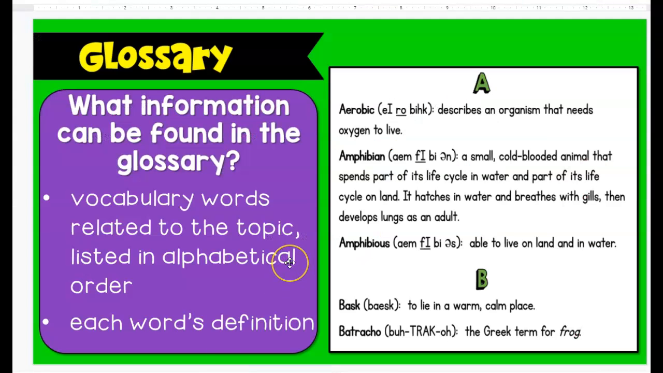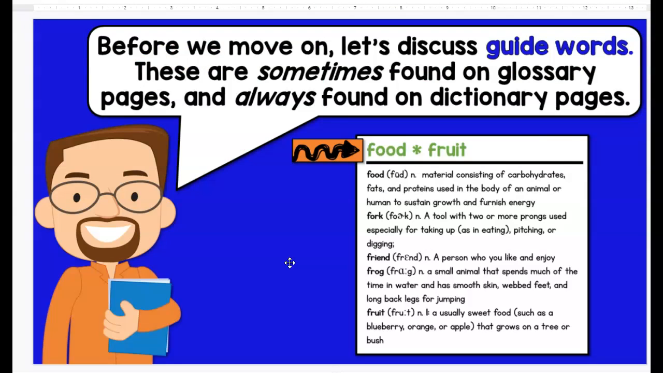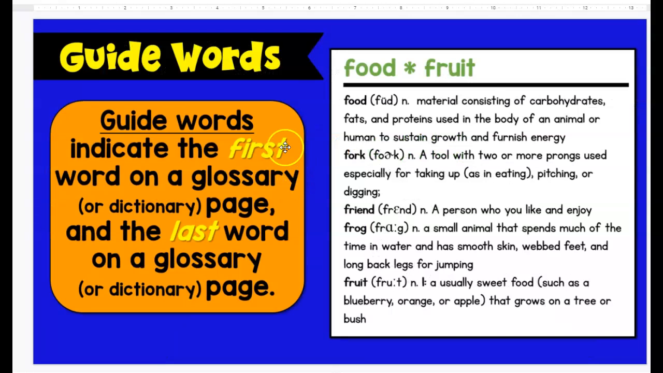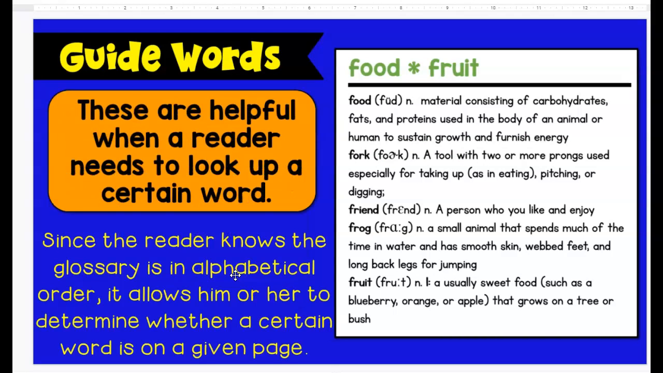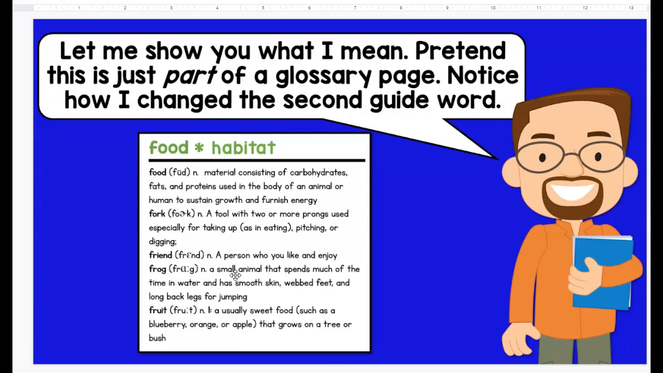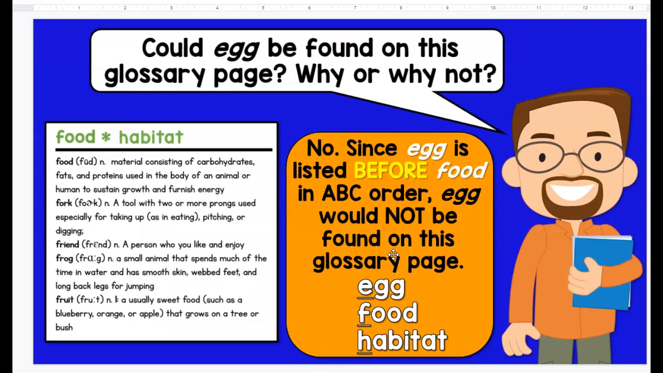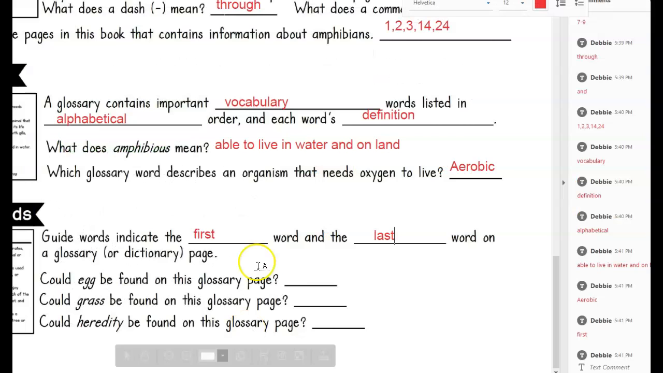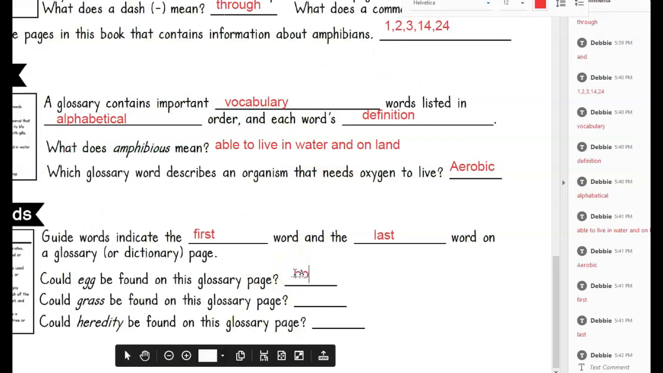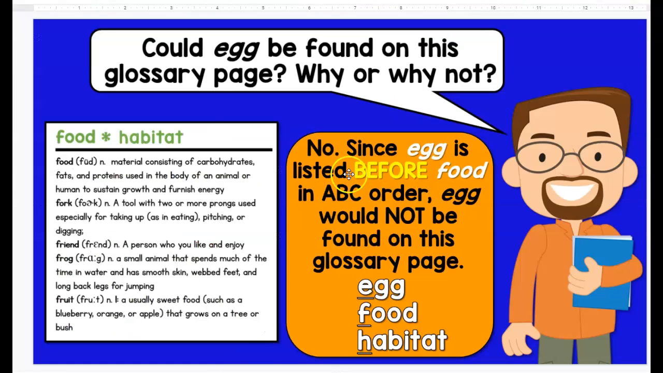So again, if we pull this up, we're going to get to the guide words where it says the first word right here and the last word, and then it gives us some information, and it said, let's see if we can do some practice. Would you be able to find egg on this page? And the answer is no. So the answer is no. Would you be able to find grass on this page?